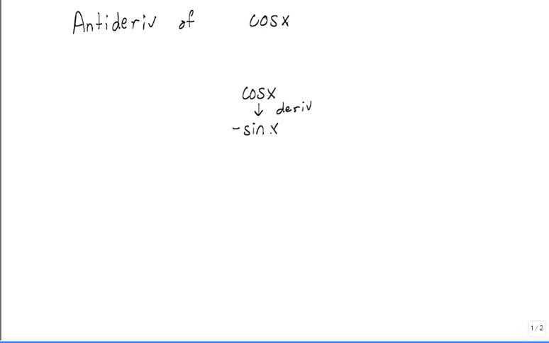Alright, and let's talk about cosine, the antiderivative of cosine x. If I take the derivative of cosine, the derivative is minus sine. So when I go backwards, the derivative of what function gives me cosine? Well, that's going to be sine. So sine x is the antiderivative, and the general one will be sine x plus a constant.